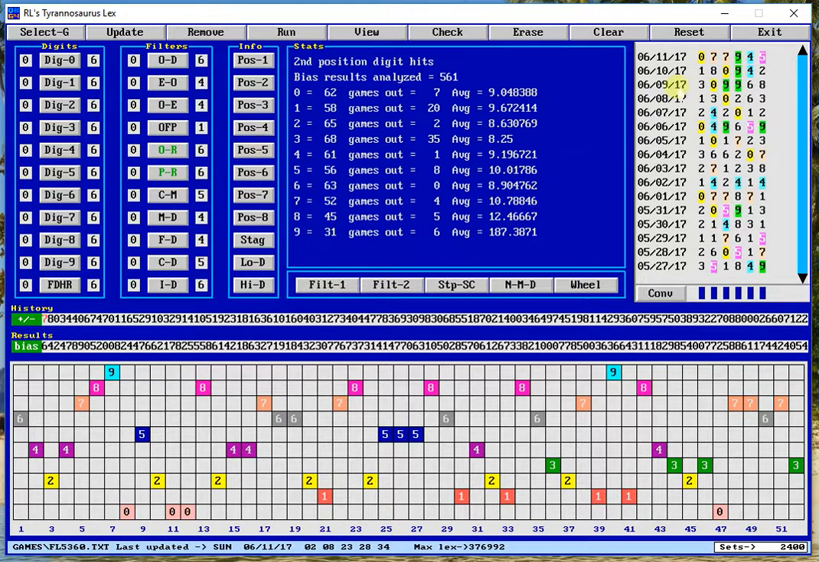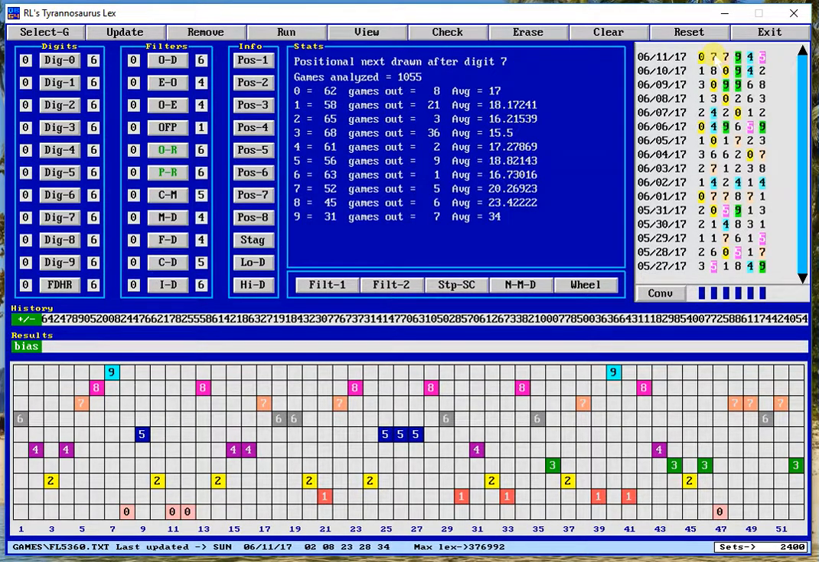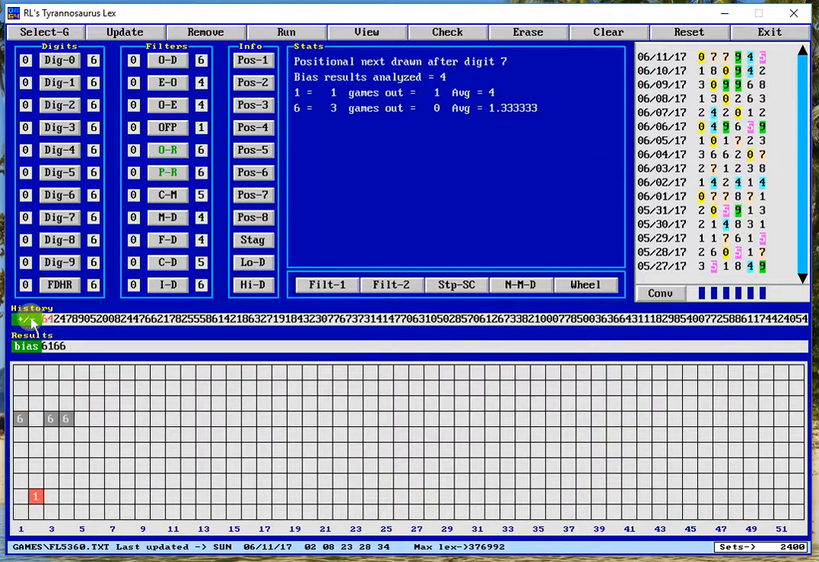Overall, I'm not sure exactly. Actually, the overall would be, you can click these over here at the same time, and this will show you overall. It's analyzing less games, but it'll show you how many times these digits have hit in position 2, and then shows you what their outs are. And again, you can look at the history of what the history is.